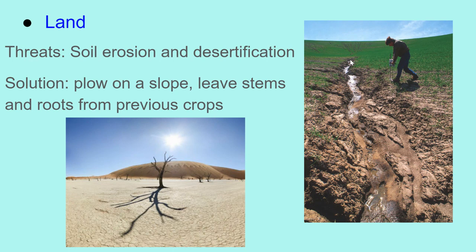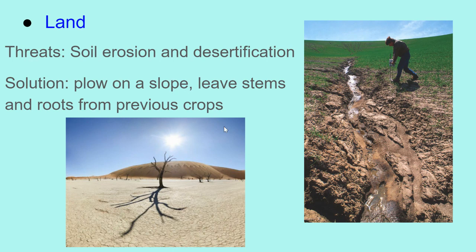So you can see here, there is water erosion all the way from the hill all the way down, and that is taking away the land and eroding it down into a riverway where it's going to be brought further downstream. But in order to help prevent some of that soil erosion, you could plow on a slope or even leave the stems and roots of previous crops to help hold the soil in place.